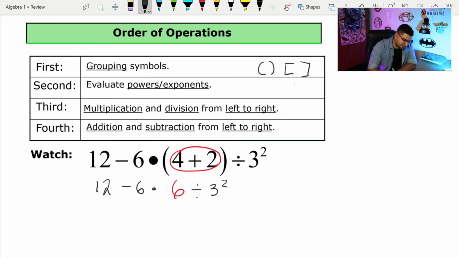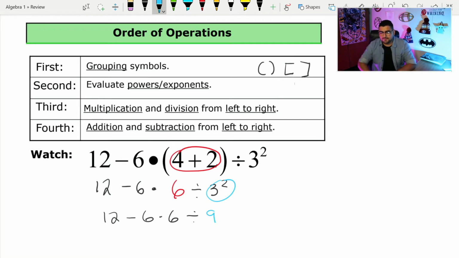So I'm looking here to see if I have any exponents. I do. There is a 3 squared. So let's transform that 3 squared. For those of you that don't know, 3 squared is just 3 times 3, which is 9. Everything else is going to stay the same. The 6 is going to stay the same and it's going to be divided by, and the only thing that changes in this step is 3 squared, giving me a 9. Now I look to see if there are any other exponents. I don't see any. So now I'm going to focus on multiplication and division from left to right.